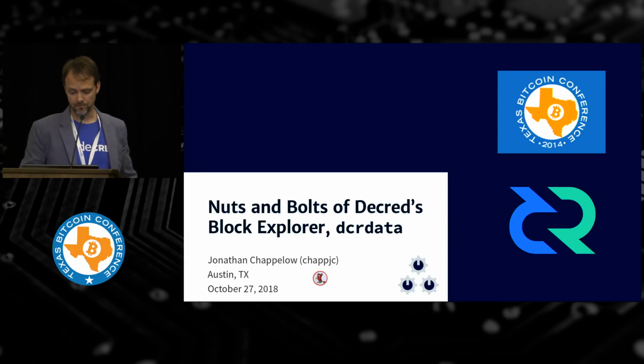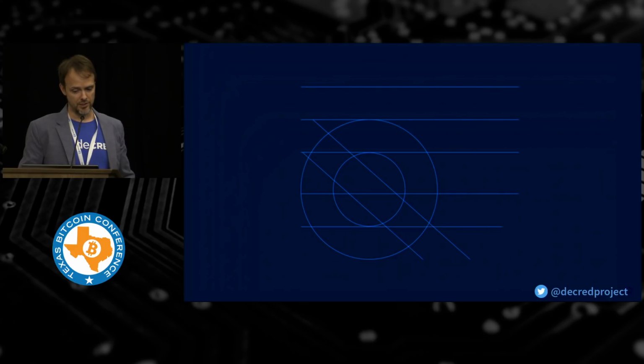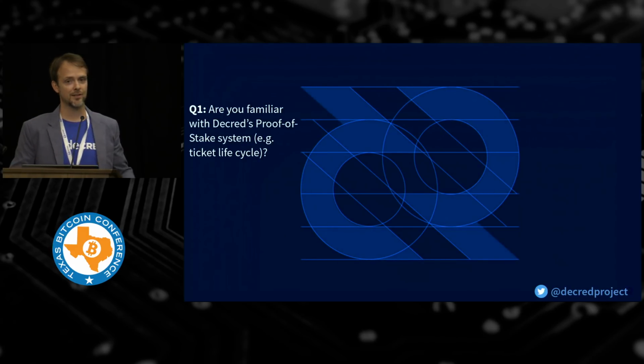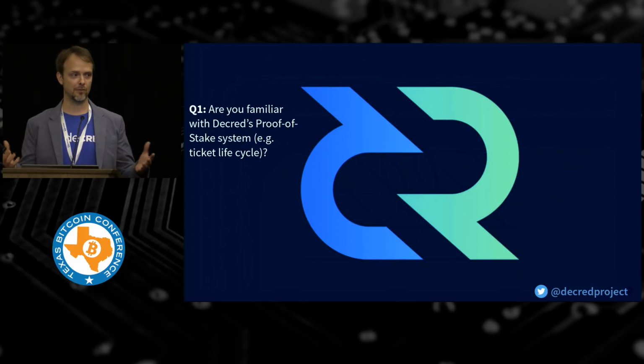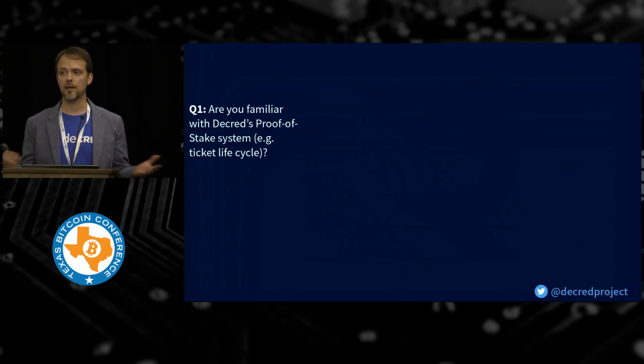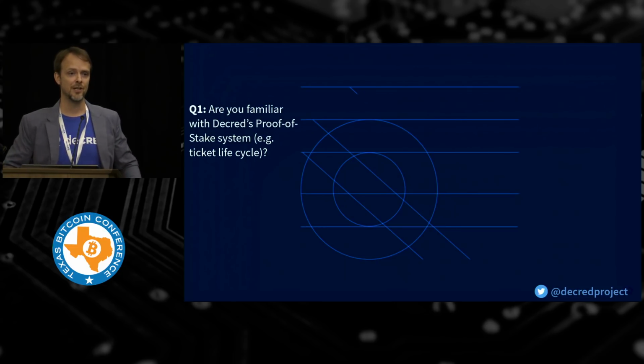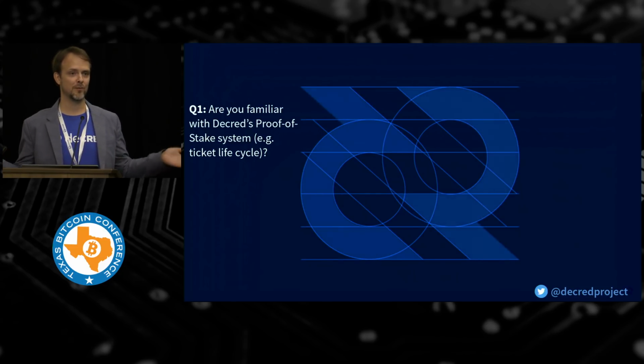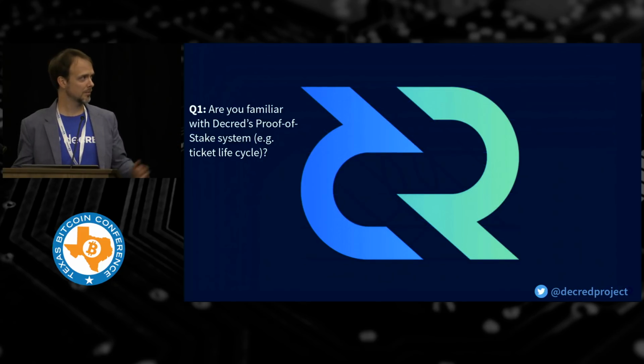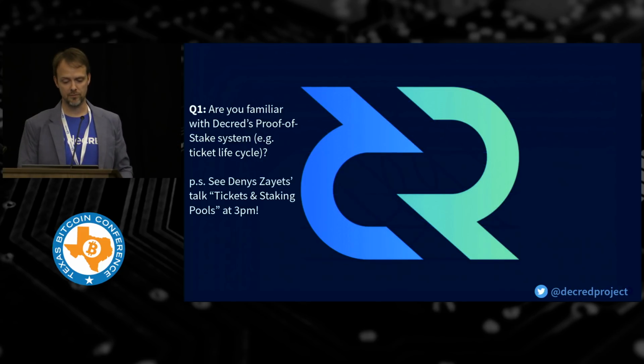Because I think the block explorer helps visualize the staking process, the tickets, the votes, and generally the governance process. So I just want to ask quickly, to get a feel for the audience: who is familiar with the dcrd staking system, in particular the ticket lifecycle, so I understand how much detail to get into? Just if you know the ticket lifecycle, raise your hand. Okay, so a small percentage of the people here.